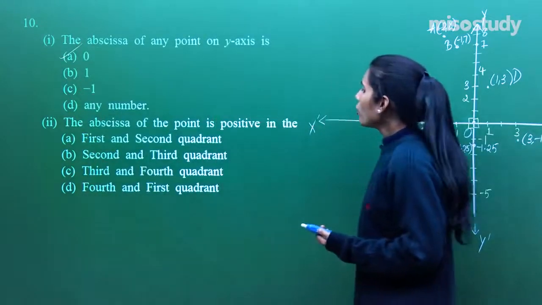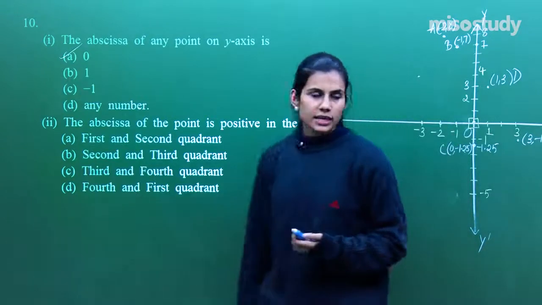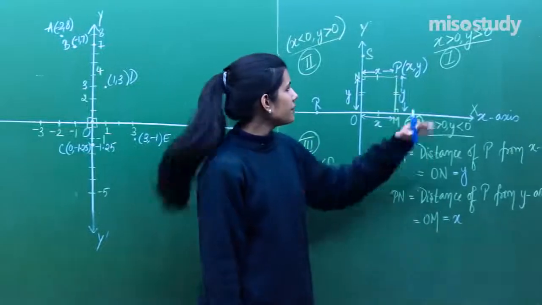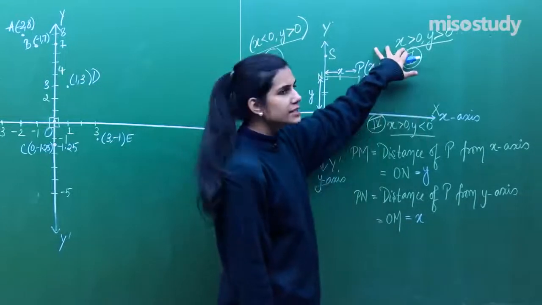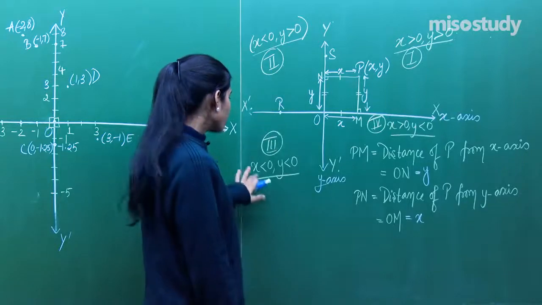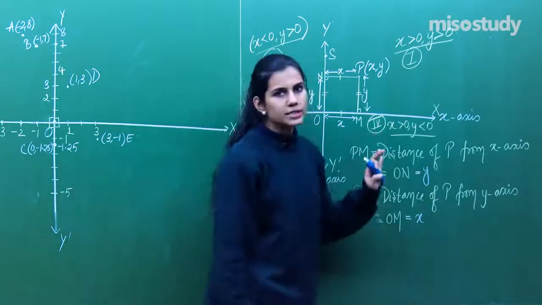The abscissa of the point is positive in which quadrant? Let's move to our quadrant study. Abscissa means the x coordinate. If a point is lying in the first quadrant, x coordinate is positive. In the second quadrant, x coordinate of the point is negative. In the third quadrant, again it's negative. In the fourth quadrant, it is positive.